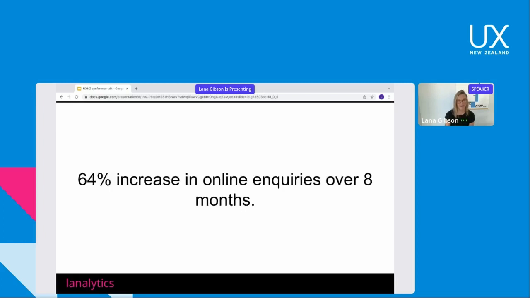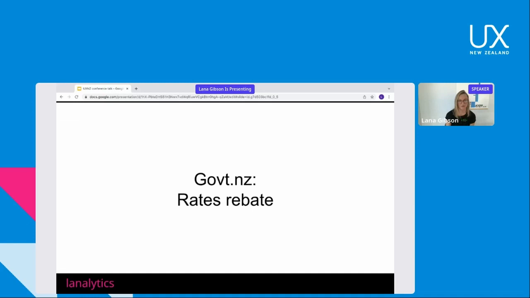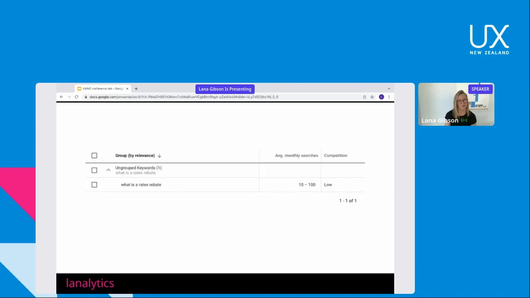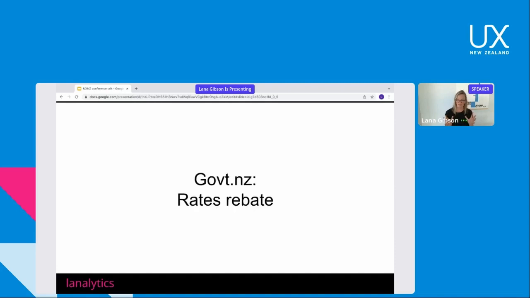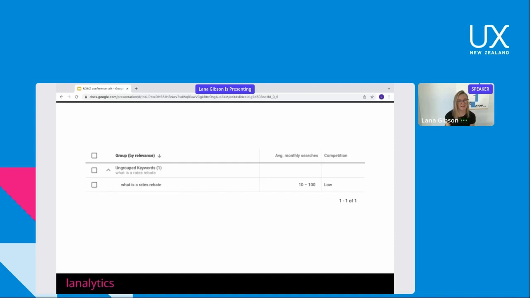So that really helped us shorten the form, which resulted in a 64% increase in online inquiries over 8 months, which was pretty huge. Now, gov.nz rates rebate. So this is the council rates rebate, the refund you can get from your council rates. Not a hugely sexy example, but it's really hard. I found it quite hard to show the benefit of decluttering your site with data. So here's an example that I would like to share.